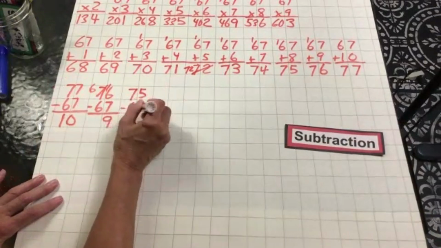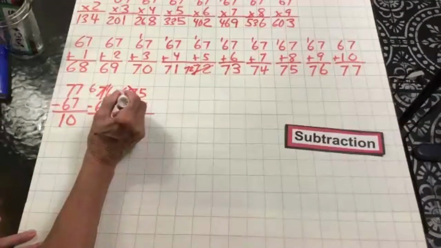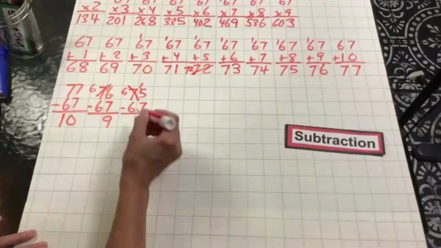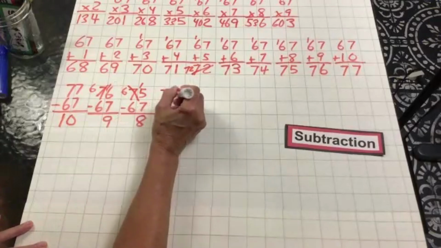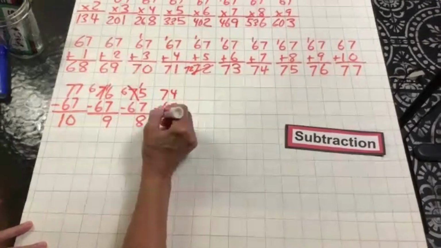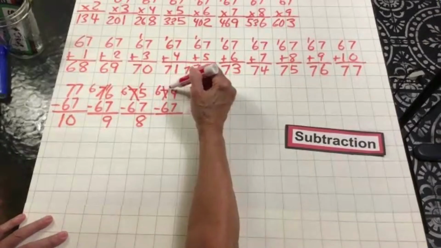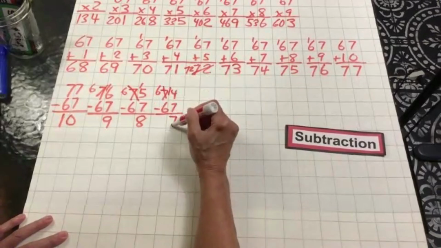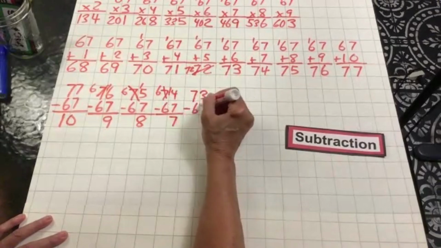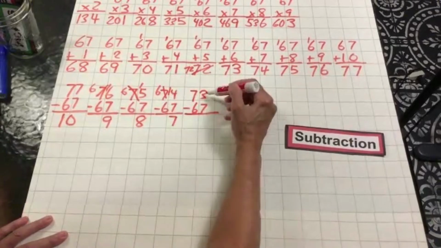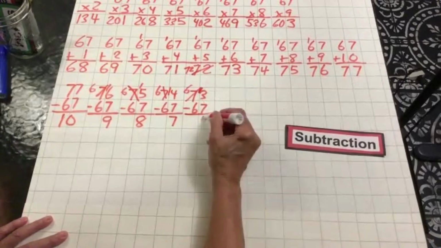75 minus 67. 7 from 5 cannot do. Borrow from the 7, leaving 6, making that 15 minus 7 is 8. 6 minus 6, nothing. 74 minus 67. 7 from 4 cannot do. Borrow from the 7, leaving 6, making that 14 minus 7 is 7. 6 minus 6, nothing. 73 minus 67. 7 from 3 cannot do. Borrow from the 7, leaving 6, making that 13 minus 7 is 6.